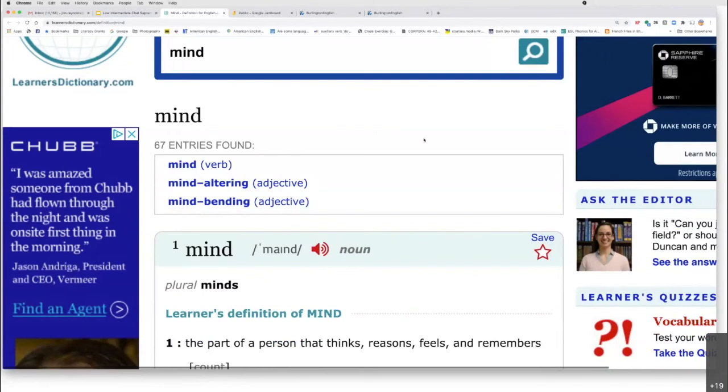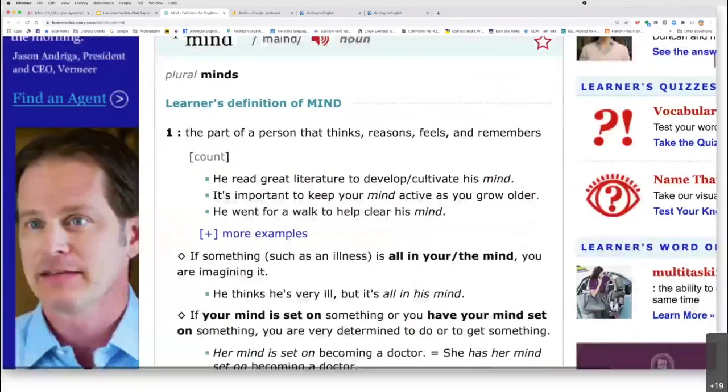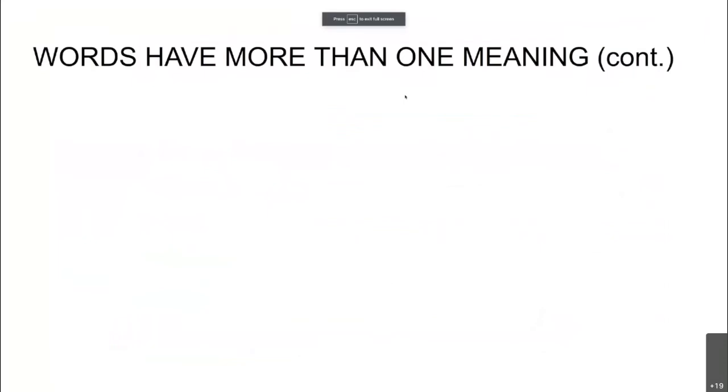And if you remember, for example, the first definition we saw last week was talking about my mind, right? This part of my thinking, right? Thinking, feeling, and remembering. Well, guess what? We learned that that's not always how we use the word. Let's go back and see what some of our challenges are.